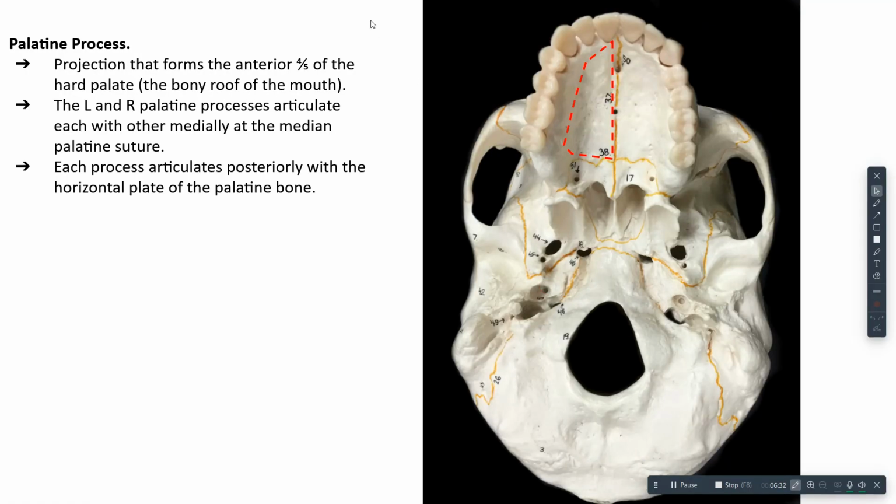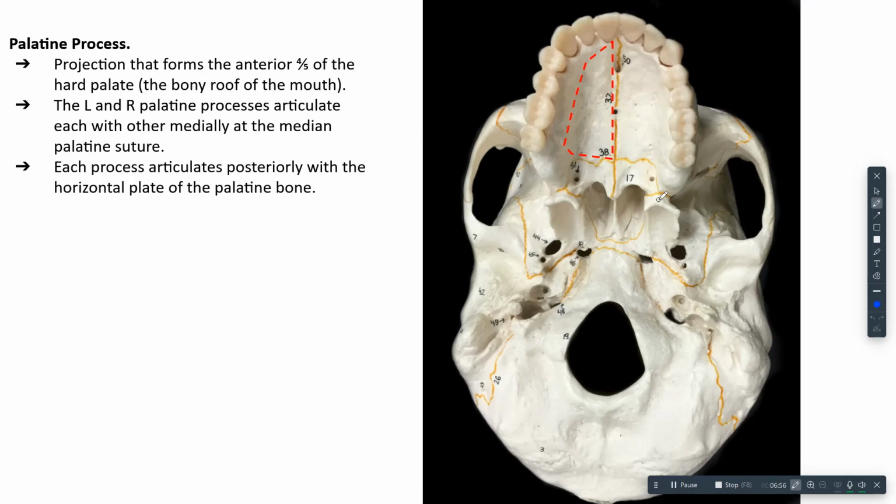All right, what I've done here is flip the skull over to give you an inferior view of it. There's the foramen magnum right there. There's the pterygoids of the sphenoid bone. So we can see the upper teeth here. When we find the upper teeth, we know we're going to find them attached to the maxillary bone. So this is all maxillary bone here.